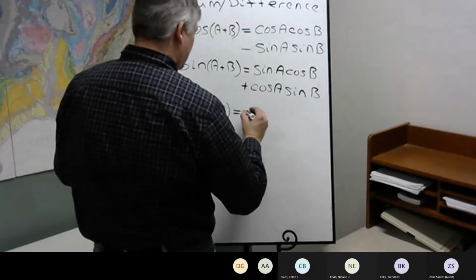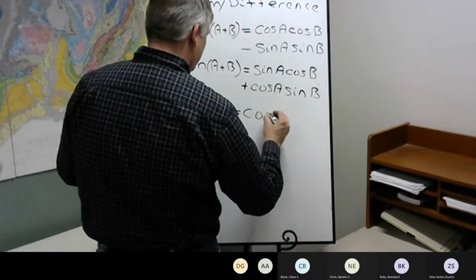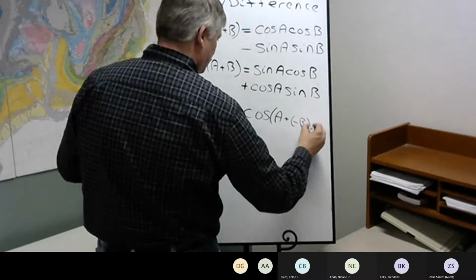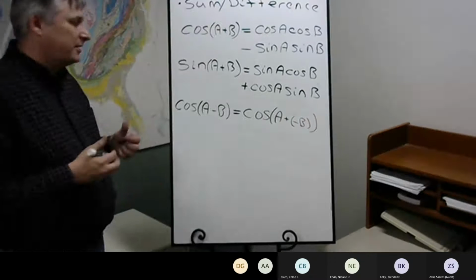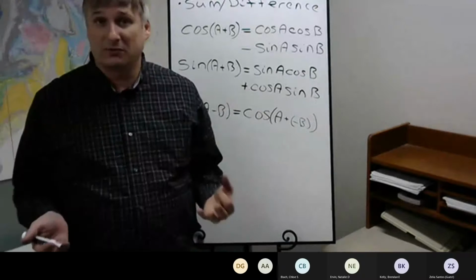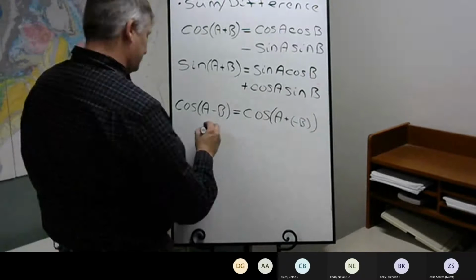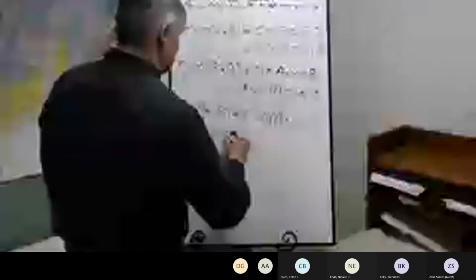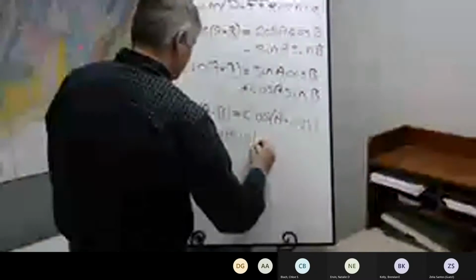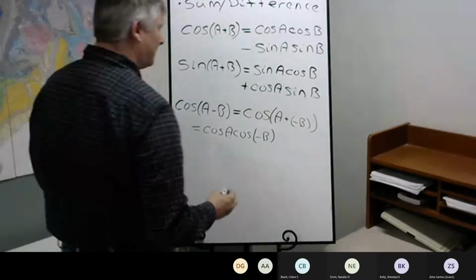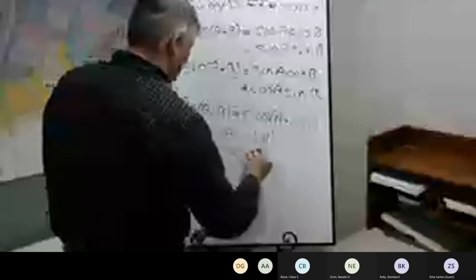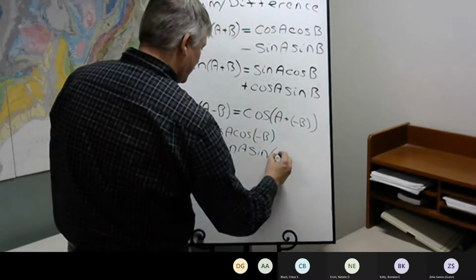Well, this is going to be the cosine of A plus negative B. Again, we're going to write subtraction as the addition of a negative. We have cosine A, cosine of negative B, minus the sine of A, sine of negative B.